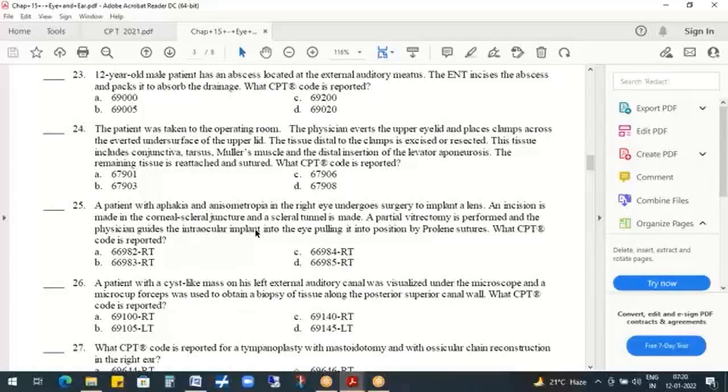Now you can read the scenario. Have they removed any cataract here? Only are they placing the lens. What is done here? They are placing only the lens, or they are doing something else? They implant a lens, implanting the lens. Okay, then what is your answer? 985. Yes, sir. Okay. Next question number.